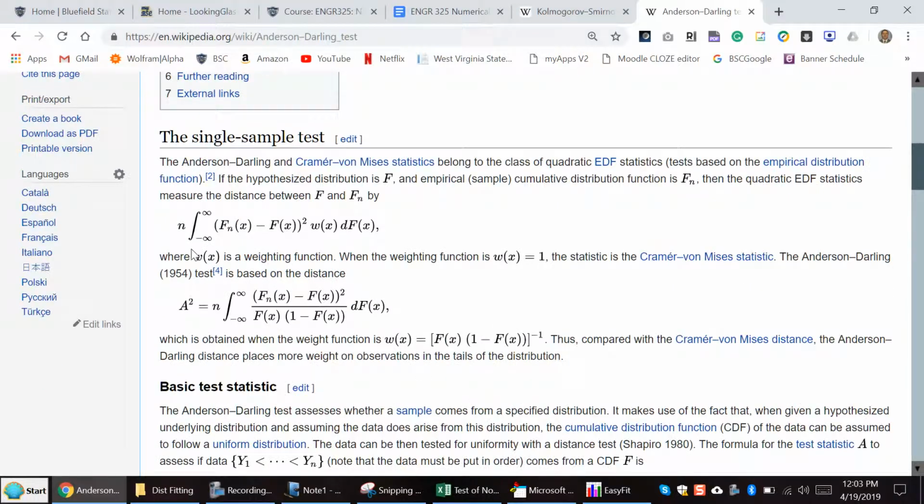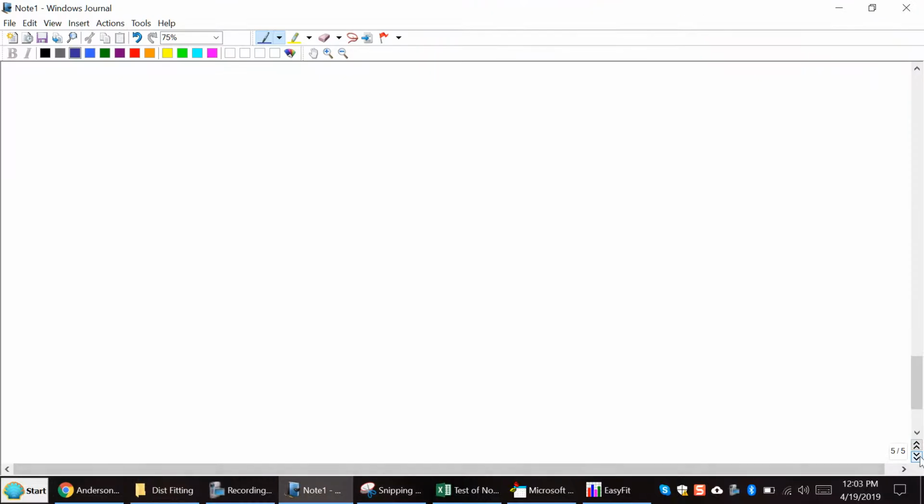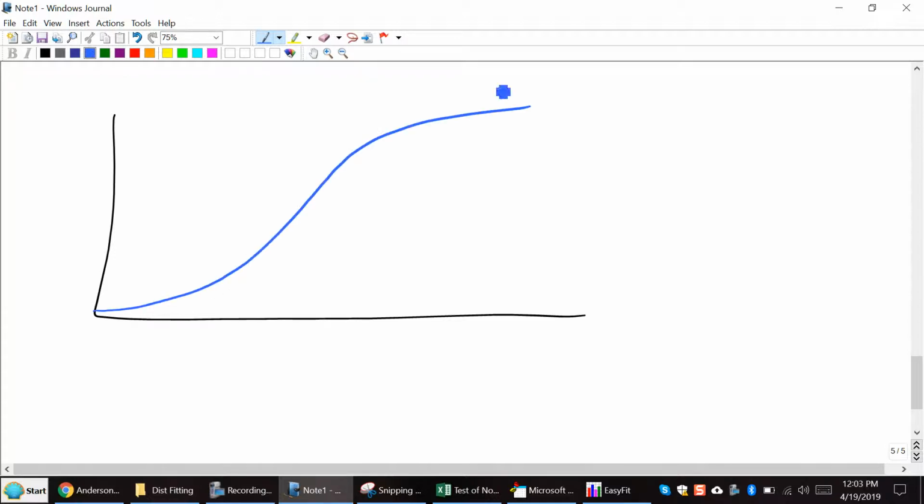When you look at this statistic, you notice you have this integral in here, and it's squared. So let me tell you what's going on with the Anderson-Darling test. I'm going to assume they're both continuous just to emphasize the point. Your theoretical distribution looks like this. Let's suppose your empirical distribution did something weird like this. Which it probably wouldn't, but let's suppose it did.